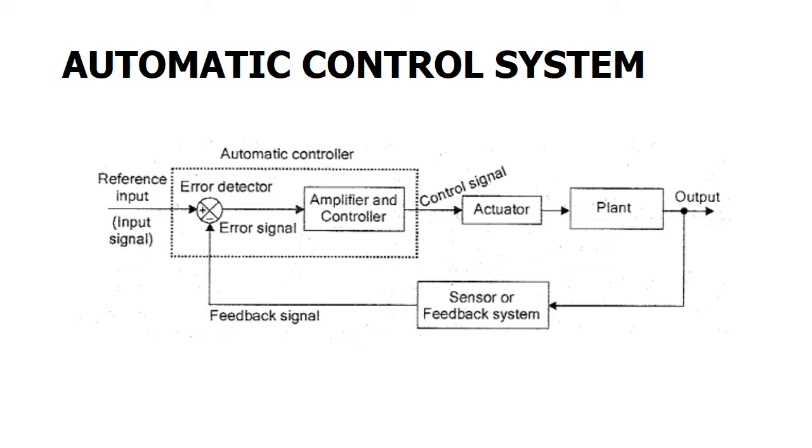This error signal is amplified and given to a controller, and the controller produces control action. This control action will be given to the actuator and then to the plant. So here we have a controller. The error detector and amplifier controller are combinedly called the automatic controller.